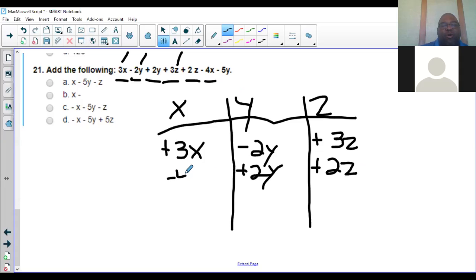Negative 4x. And then finally, negative 5y.